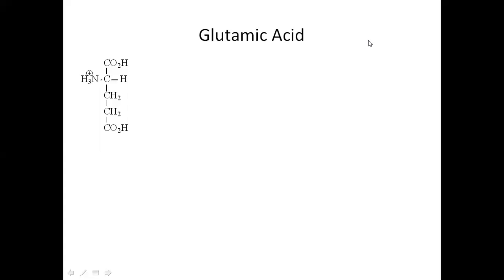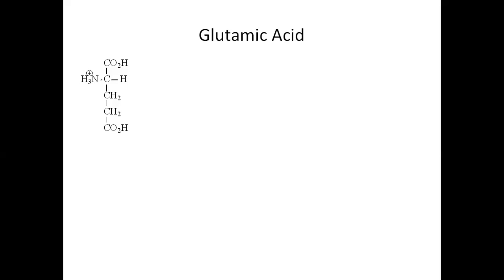So we are going to consider the amino acid glutamic acid, and we are going to think about it at various pH values. This first species of glutamic acid is a fully protonated form, which would exist at pH 1 or some extremely acidic pH.